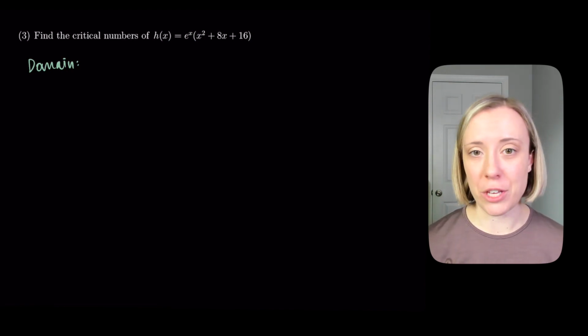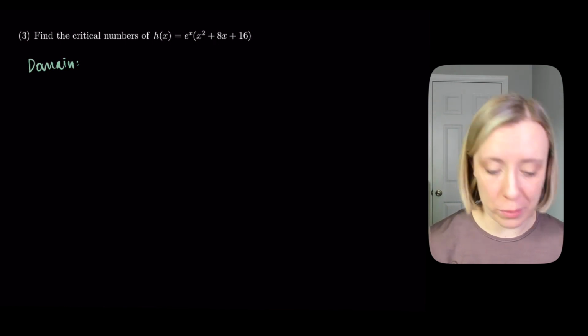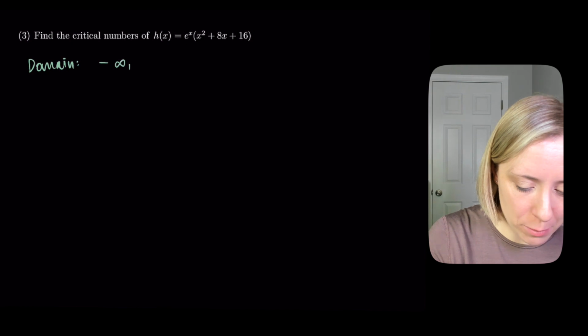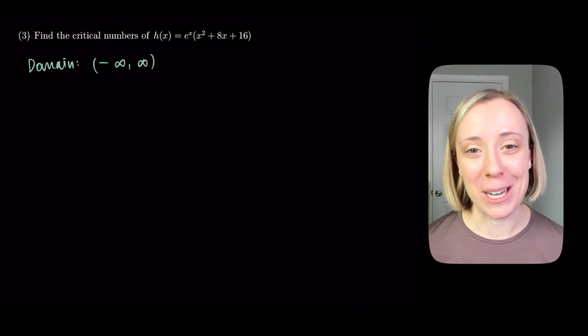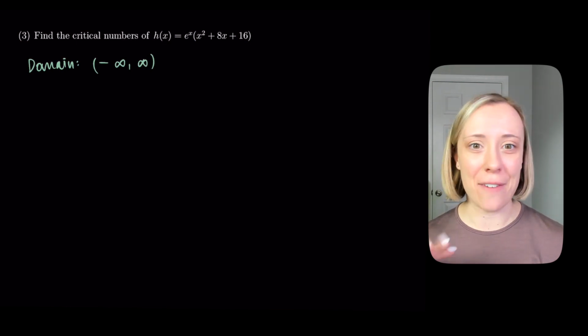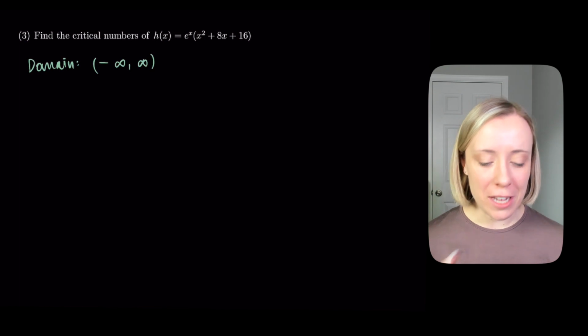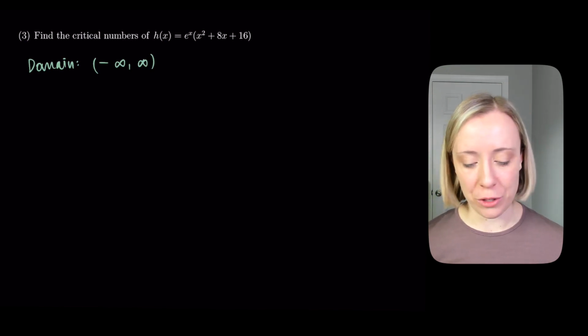So any x value I could put into this function and it would work just fine. So our domain here is all real numbers, negative infinity to positive infinity. So this is nice. We don't have much to worry about when it comes to critical numbers. And often teachers will give you examples like this that have a clean domain when you're doing critical numbers, just to keep things a little easier. Unlike the other ones we saw that were a little more complicated.